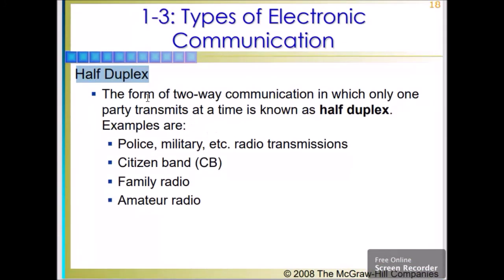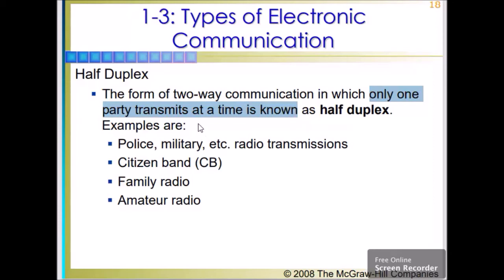Sa half duplex, it is a two-way communication siya. Basta two-way communication, meron yung duplex. Depende kung paano siya. Okay? Paano ba yung two-way na yon? Magde-determine with whether half ba siya or full duplex. Okay? So, sa half duplex, only one party transmit at a time. Okay? Hindi pwedeng sabay. Hindi kayo pwedeng sabay mag-usap. Paisa-isa lang. That is half.